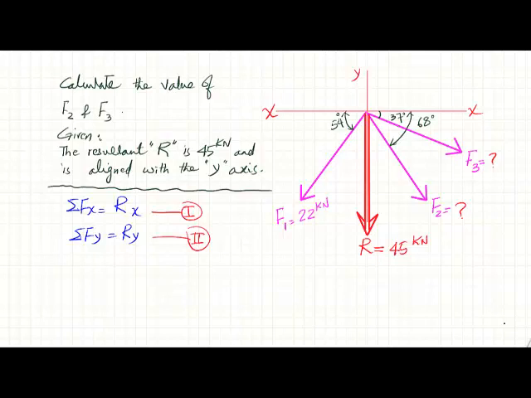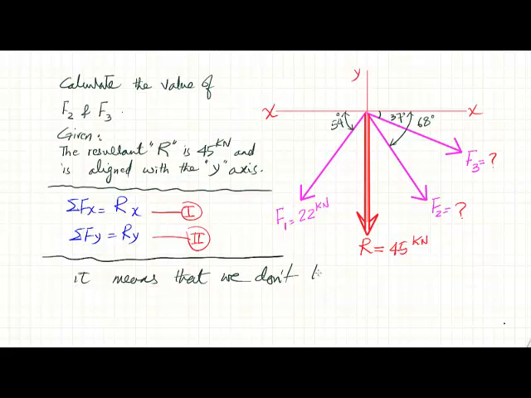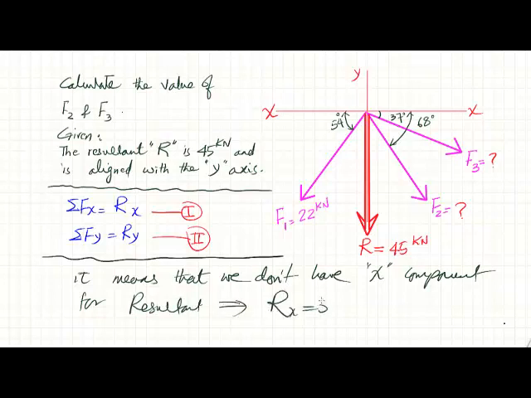It says that R is aligned. So what does that mean? It means that if the resultant is aligned with the y-axis, we don't have an x component for the resultant. What does that mean? It means Rx is equal to 0.